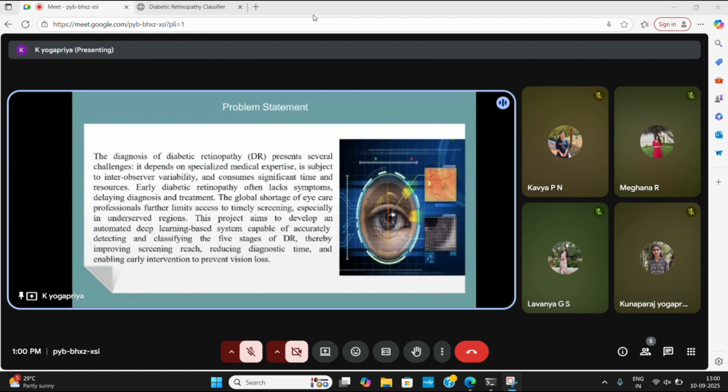Early diabetic retinopathy often lacks symptoms, delaying diagnosis and treatment. There is a global shortage of eye care professionals. This shortage is especially severe in rural regions, which further limits access to timely screening. The project aims to develop an automated deep learning-based system capable of accurately detecting and classifying the five stages of diabetic retinopathy, thereby improving screening reach, reducing diagnostic time, and enabling early intervention to prevent vision loss.